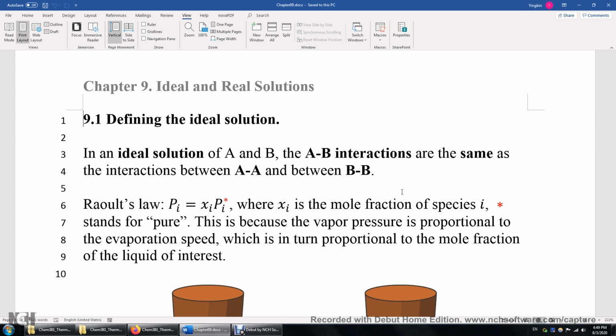For example, when we mix benzene and toluene, after the mixing, each benzene is surrounded by other benzene molecules and some toluene molecules. However, its environment is very similar to that in pure benzene, and same for toluene. So this is the so-called ideal solution.